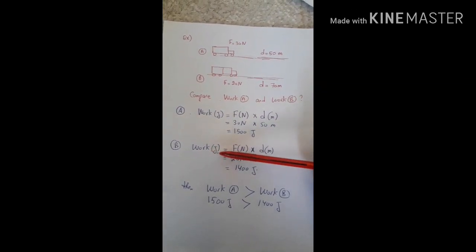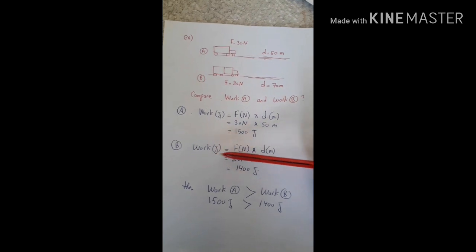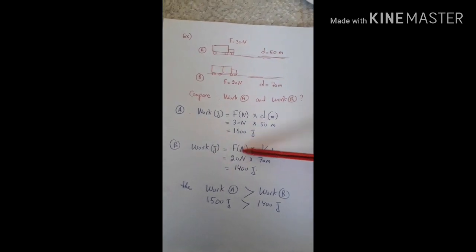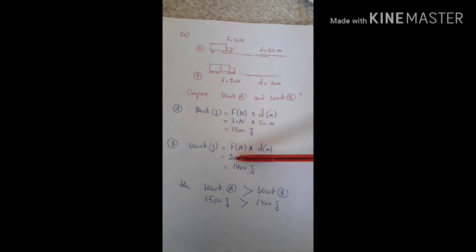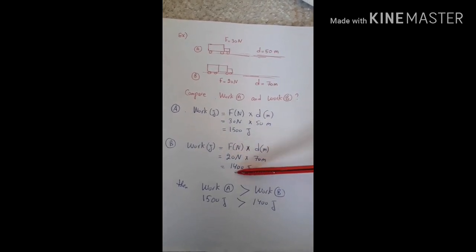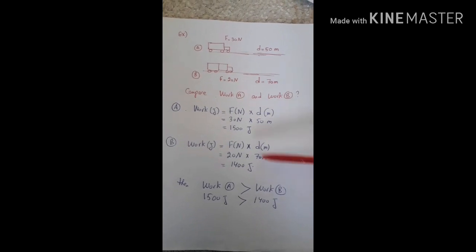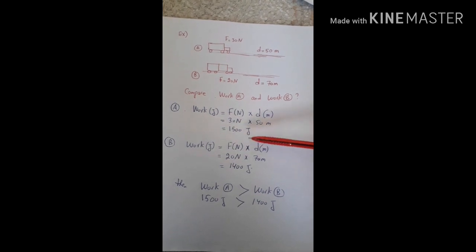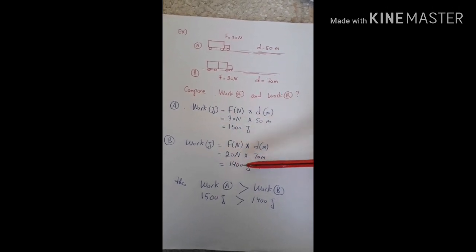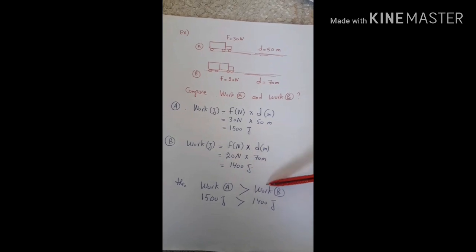In B, work, كمان نعمل applying the formula. Work equal force times distance. Force 20 newton, distance 70 meter. 20 times 70 meter equal 1400 joules. Then we compare the two works. 1500 joule is greater than 1400 joule. Then work of A is greater than work of B.